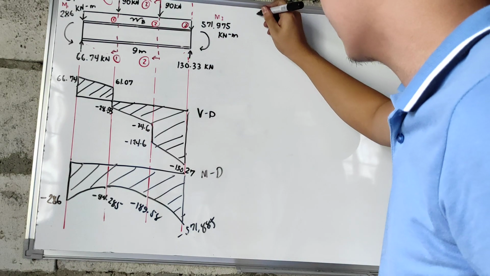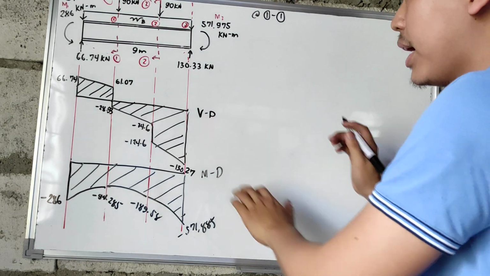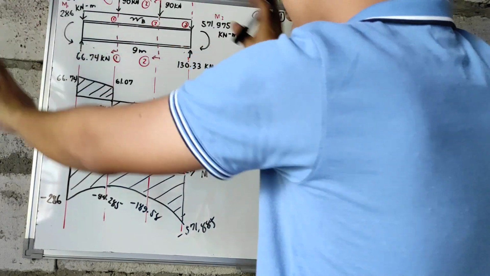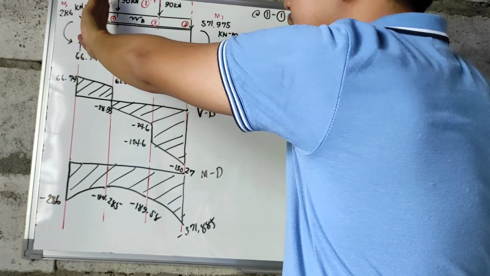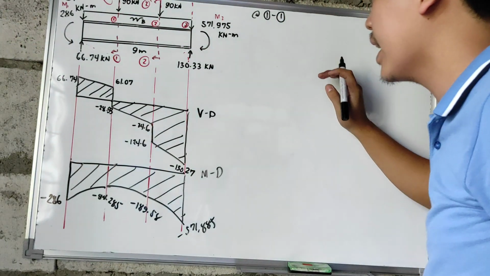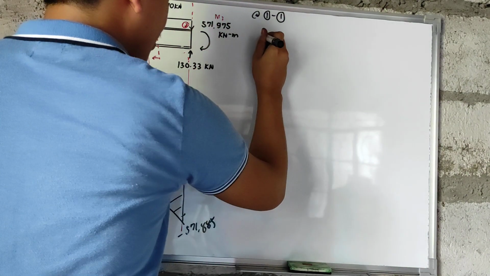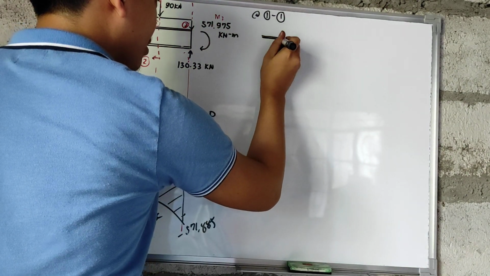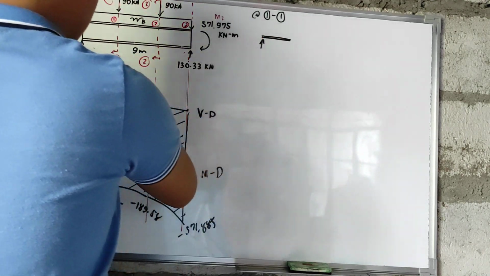So, at 1-1. At section 1-1, mahahati siya sa dalawa. Left or right. So, pipili kayo. Since konti lang loadings natin sa left, piliin na lang natin si left. So, meron tayong left dito. So, assuming, ito na lang yung beam natin, no? So, meron tayong dito?